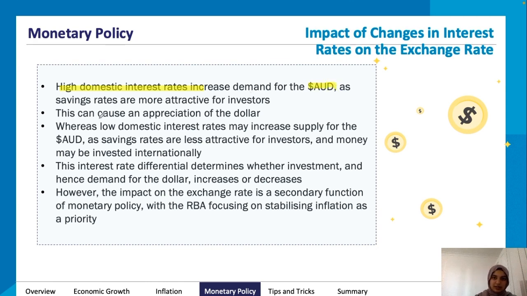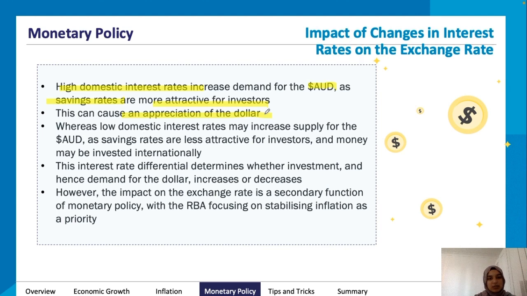Why is this the case? It's because it's more attractive. You think about it, savings rates are much more attractive because they're going to get a higher return. If I save my money when the interest rates are low, I'm not going to get that much back. If I save it when it's high, I'm going to get a lot more back. So as an investor, that's a great thing for me. This can cause an appreciation of the Australian dollar.